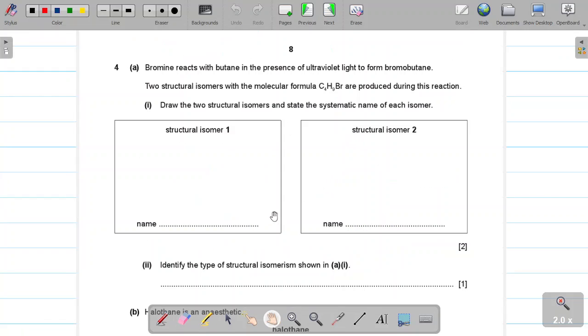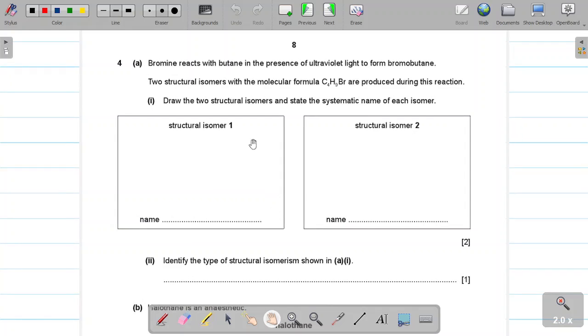Right, switching gears a little bit now. Now we enter some organic chemistry questions. They tell us here bromine reacts with butane in the presence of ultraviolet light to form bromobutane. Two structural isomers with molecular formula C4H9Br are produced during this reaction. Draw the two structural isomers and state the systematic name of each isomer. So this is a free radical substitution. It should be apparent to us that this is a free radical substitution.